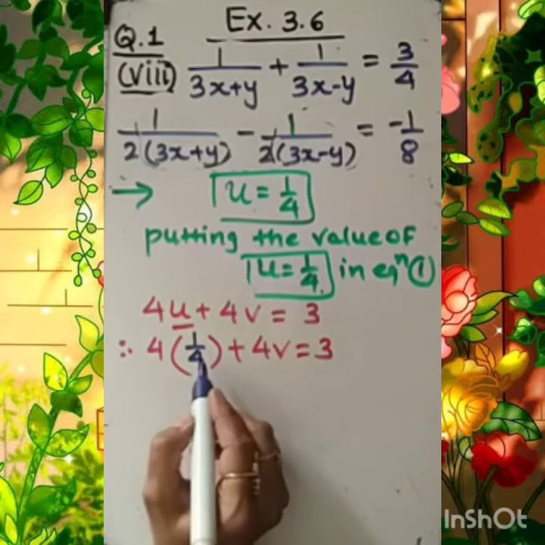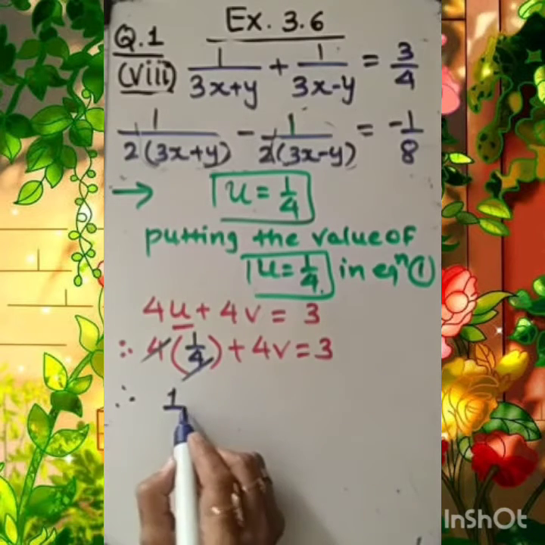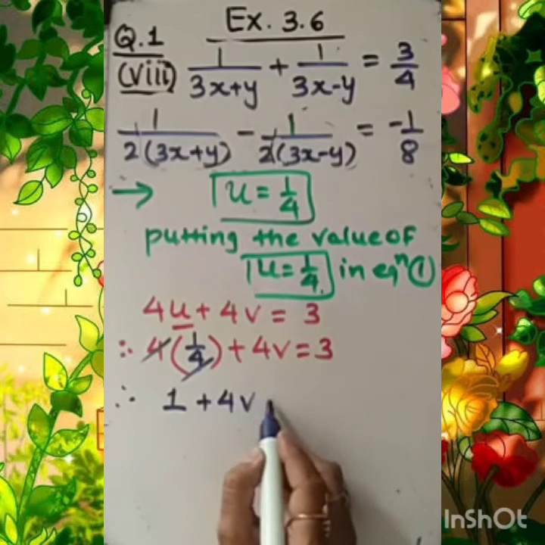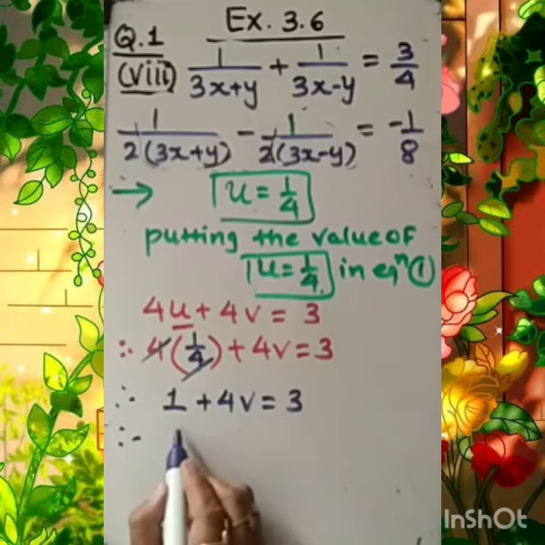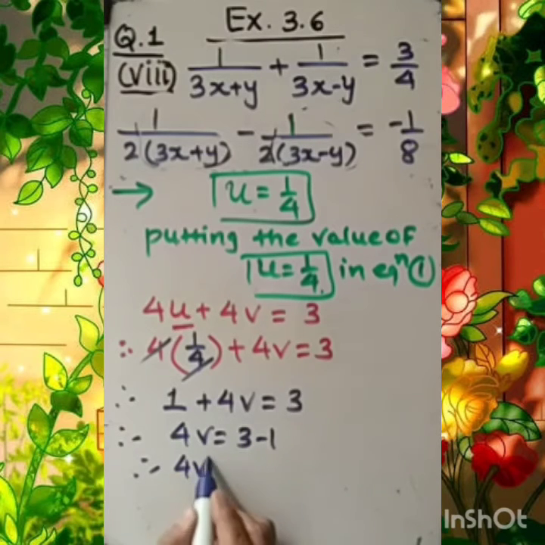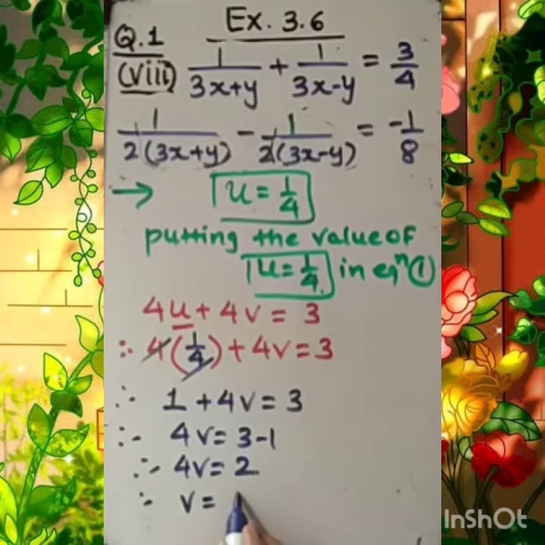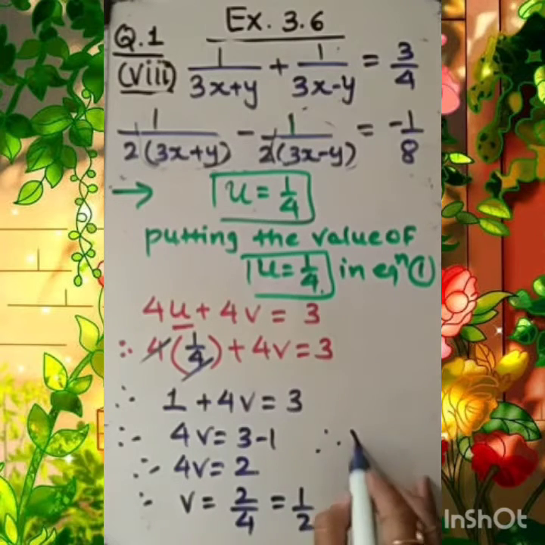If it is 1 by 4, then this 4 will be cancelled, so 1 is left. So 1 plus 4b equal to 3. Therefore, 4b equal to 3 minus 1. Therefore, 4b equal to 2, because this will go to this side, gives the result 2. Then what about v? v will be 2 by 4. This 4 will be in the denominator. So the value of v with us is 1/2.